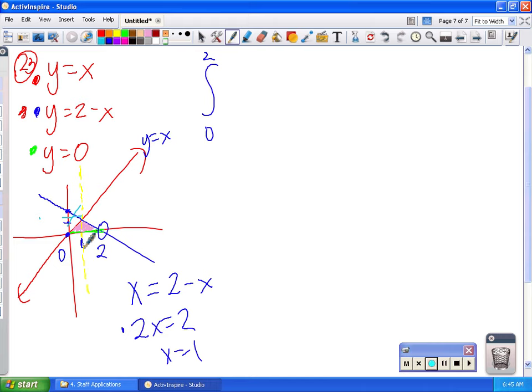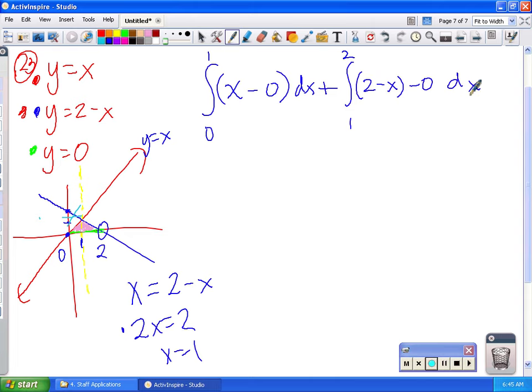So instead of going from 0 to 2, I'm going to go from 0 to 1. Top curve is red, so the top curve is x, bottom curve is 0. Then I'm going to pick up the area again from 1 to 2 of the top curve. This time is the blue curve, so 2 minus x minus 0 dx.